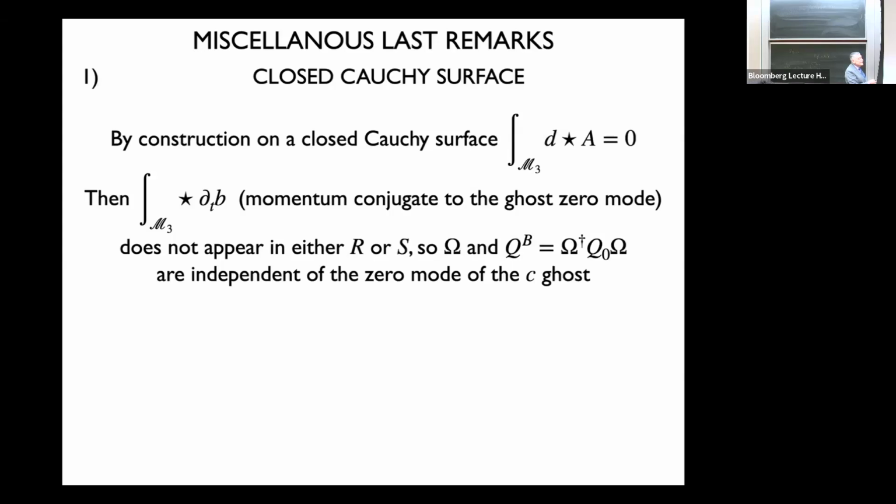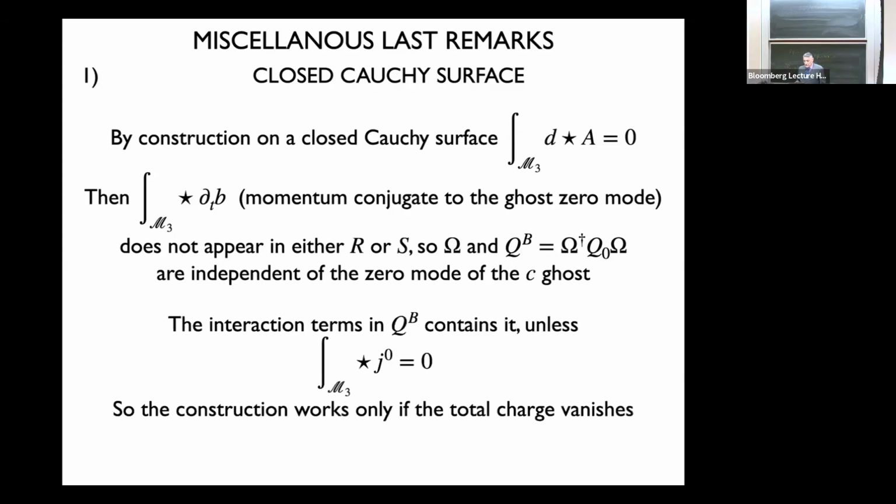And then when you construct an omega, right, using our R, S, etc., by doing this operation, we get a QB that is independent of the zero modes of this ghost, which means that actually for a closed Cauchy surface, our construction needs some extra constraint that has to be imposed additionally to what we had before. Because the QB that I construct with my Q0 does not contain these two modes, but instead the real QB contains them. And unless this integral vanishes, so this is simply the statement that for a closed Cauchy surface, the total charge must vanish.